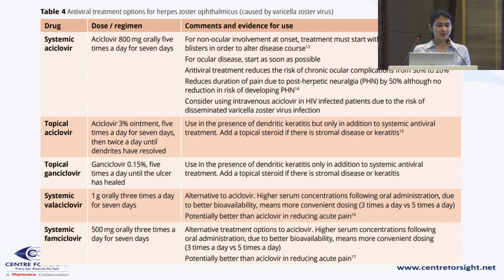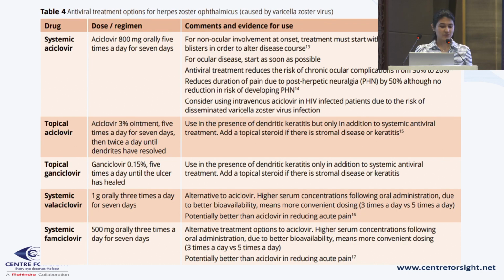Antiviral treatments for herpes zoster are extensive. Systemic acyclovir is given 800 milligrams 5 times a day for 7 days. In detail, if we go about it, in non-ocular involvement at onset, treatment must be started within 72 hours of the onset in order to limit the infection. Topical acyclovir is 3% ointment 5 times a day for 7 days, and then twice a day till the dendrites are resolved. Topical ganciclovir 0.15% till the ulcer is healed, then reduce.